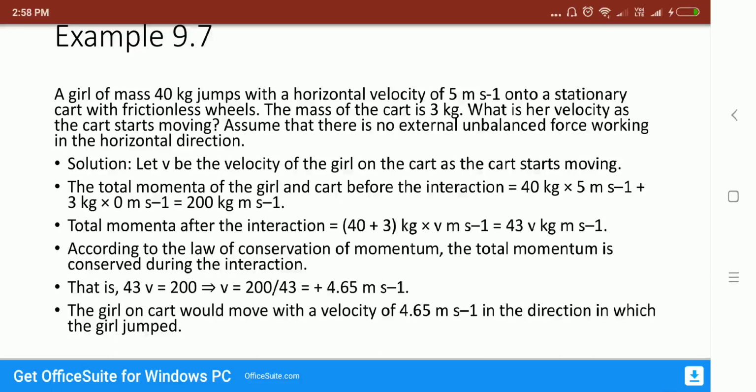Now as per the law of conservation, equate initial momenta and final momenta. So that is 43V equal to 200. So velocity V is 4.65 meter per second in the direction in which the girl jumped, because the velocity sign is positive. So both are having the same direction.